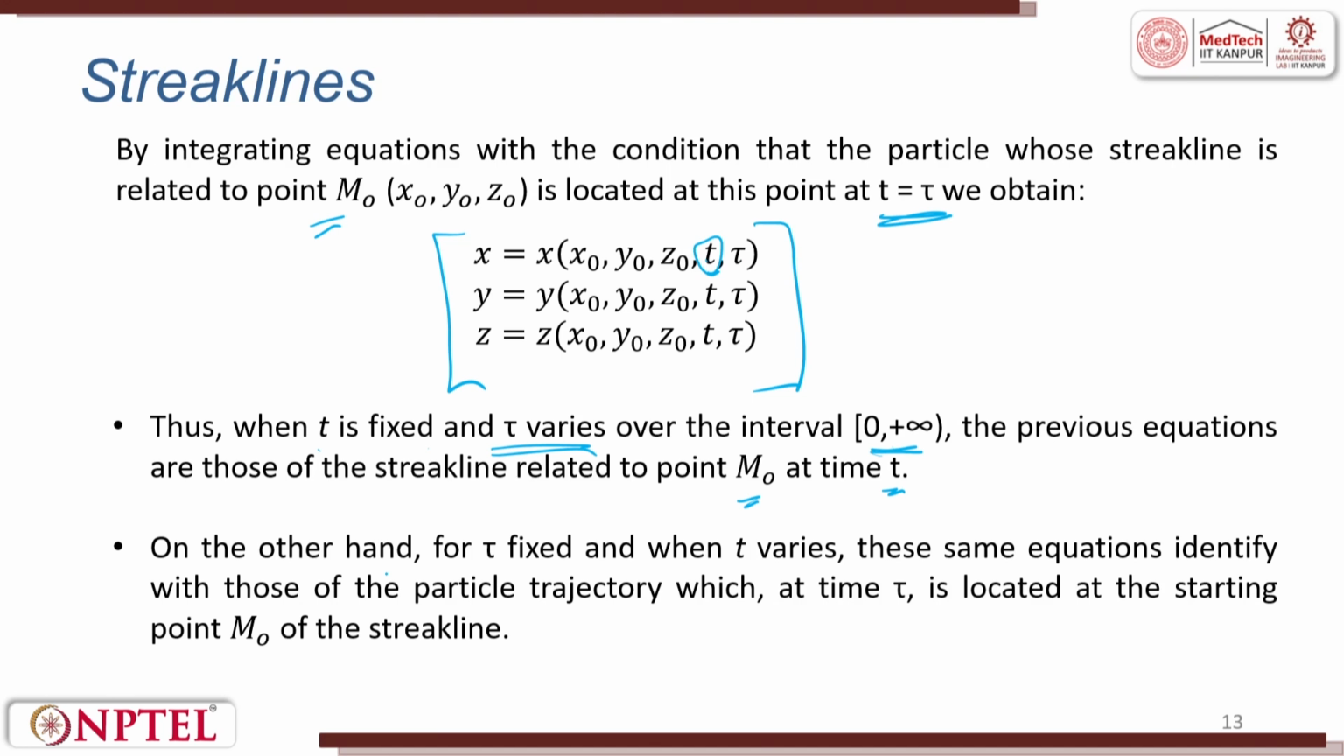On the other hand, there can be only two conditions: when t is fixed, tau varies. On the other hand, when tau is fixed and t varies, these same equations identify with those of the particle's trajectory, which at a time t is located at the starting point M0 of a streak line.